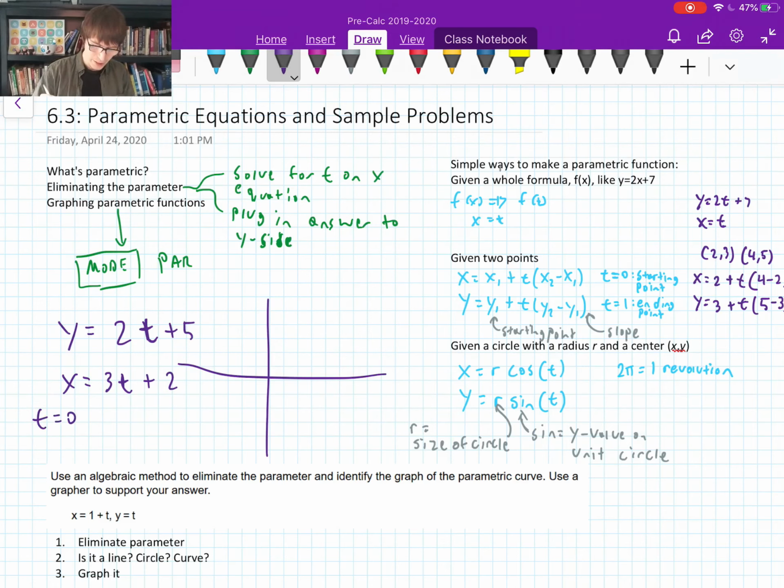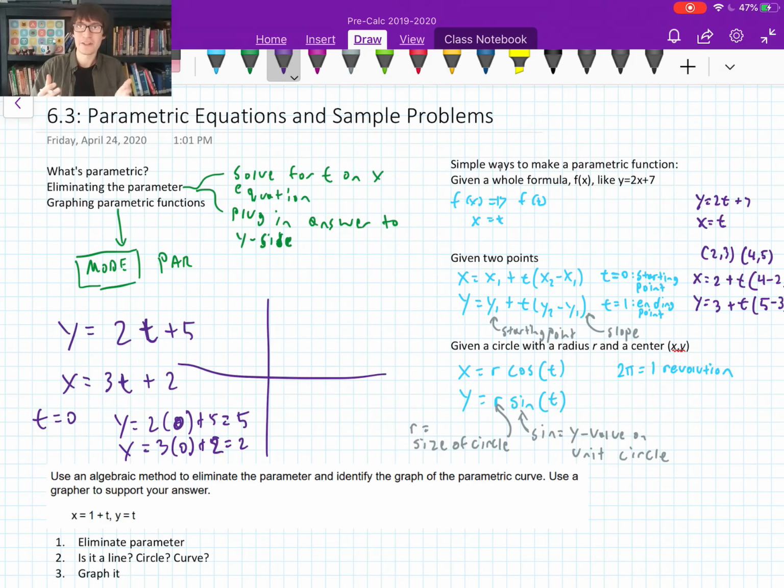If t equals 0, we would plug in 0, and we'd get y equals 2 times 0 plus 5, and x equals 3 times 0 plus 2. And so that would work out to be y equals 5 and x equals 2.